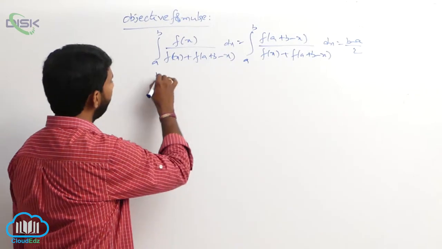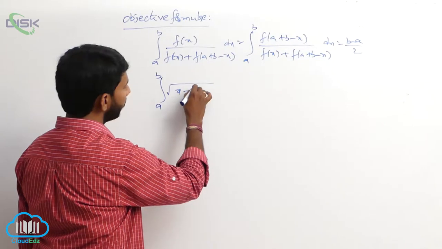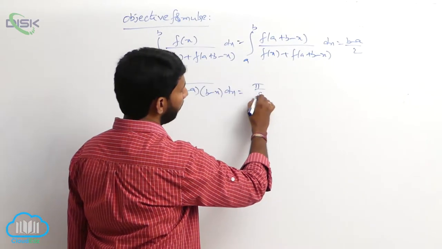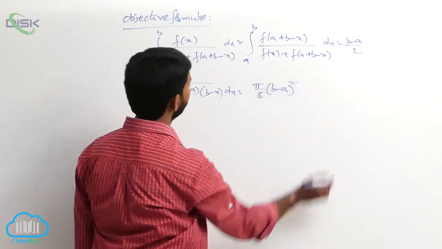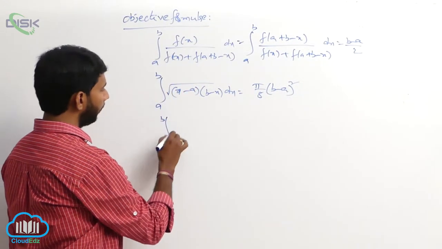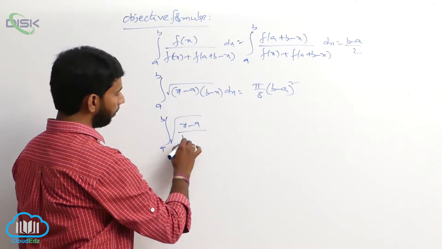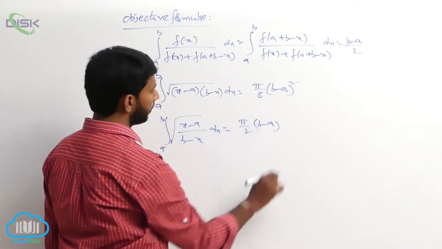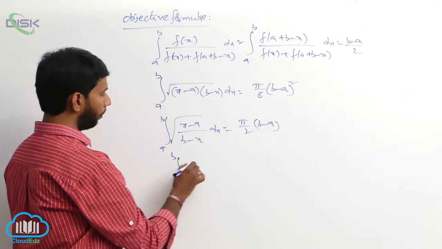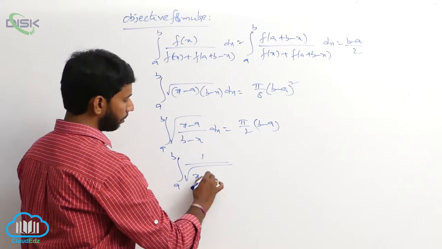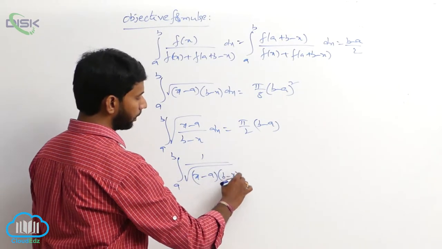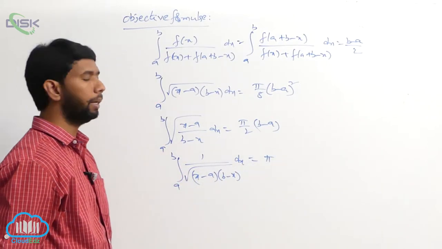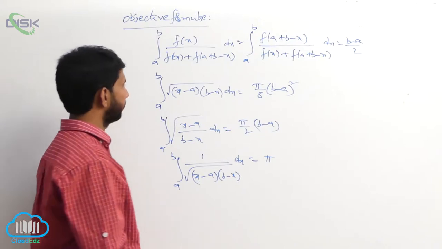The integral from a to b of square root of x minus a into b minus x dx is equal to pi by 8 into b minus a whole square. The integral from a to b of square root of x minus a by b minus x dx is equal to pi by 2 into b minus a. The integral from a to b of 1 by square root of x minus a into b minus x dx is equal to pi.